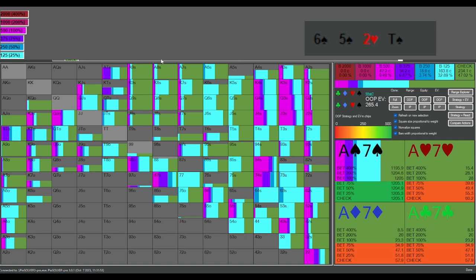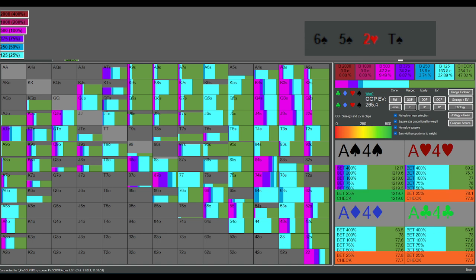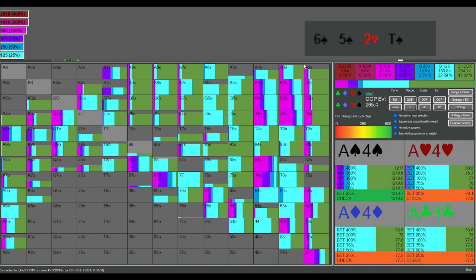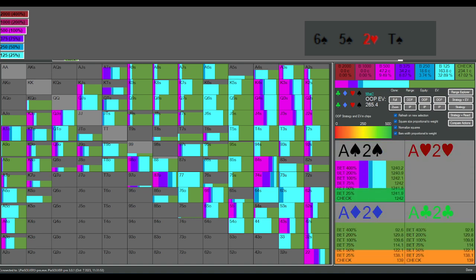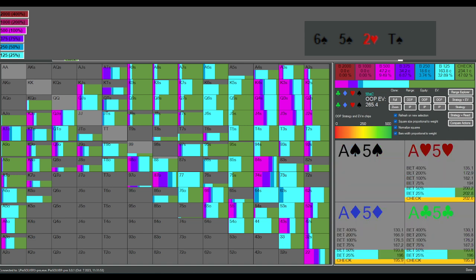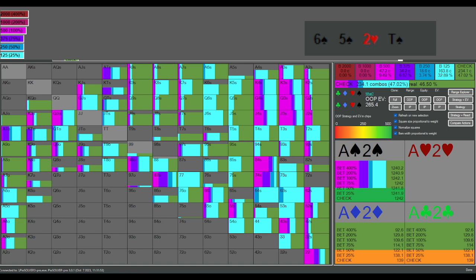So these are all considerations that you should take into account. And there are lots of different textures you can apply these sorts of principles on, like straight boards or paired boards. But yeah, hope this helped a little bit.